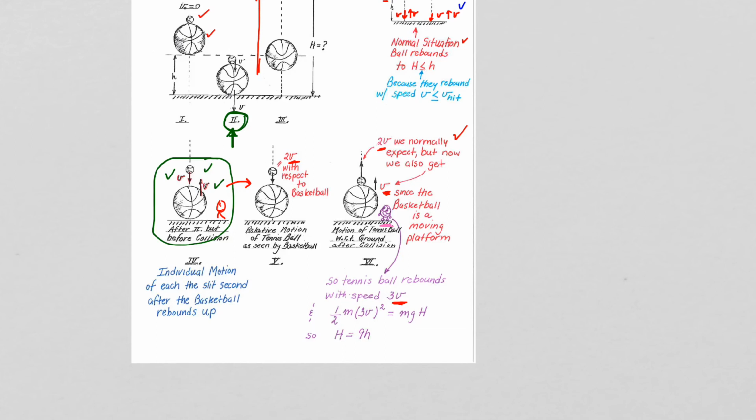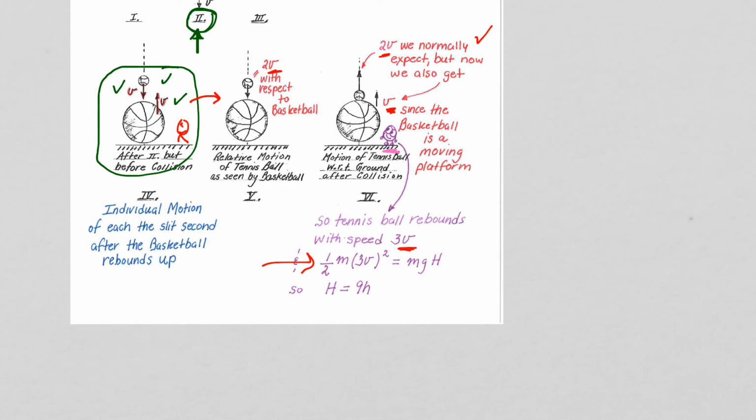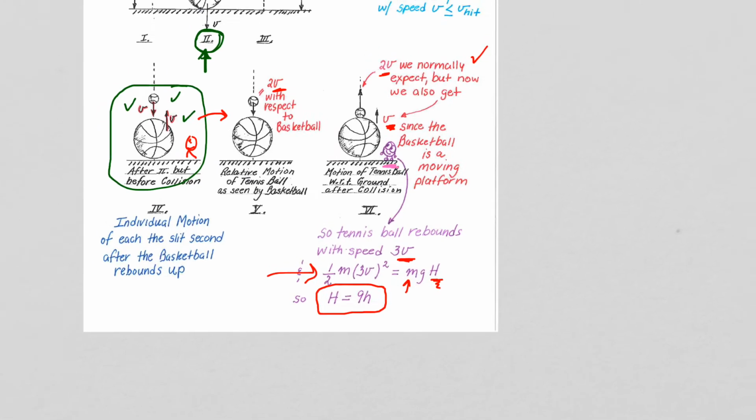We can see then that our rebound kinetic energy up is not 1/2 mv squared, but it is 1/2 m(3v) squared. And that will equal a new mgH, where little m is the tennis ball, so that we see the new H for the tennis ball is 9 times the height that it would have gone initially without it. So again, this is a conceptual approach.